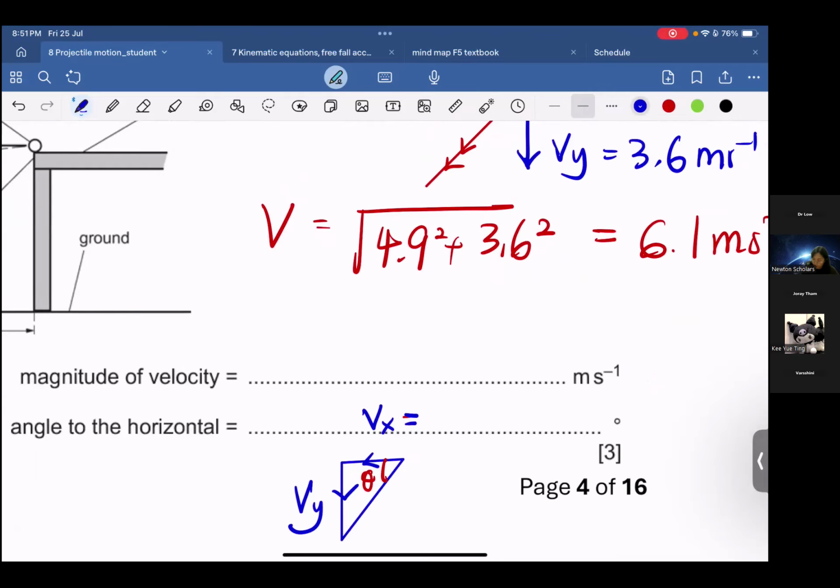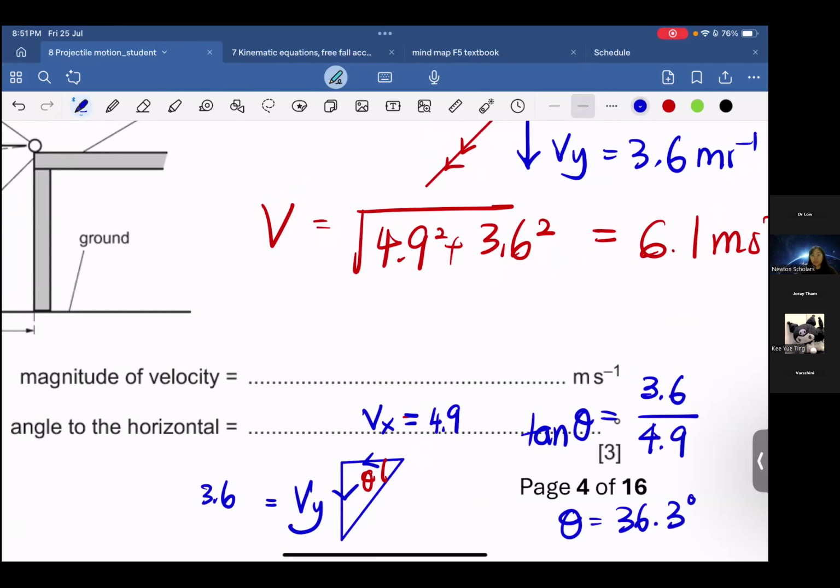This one, x-axis will be the 4.9. This one, y is 3.6. So tangent, it will be the opposite, 3.6 divided by 4.9. Delta should be 36.3 degree. My answer is 36.3.